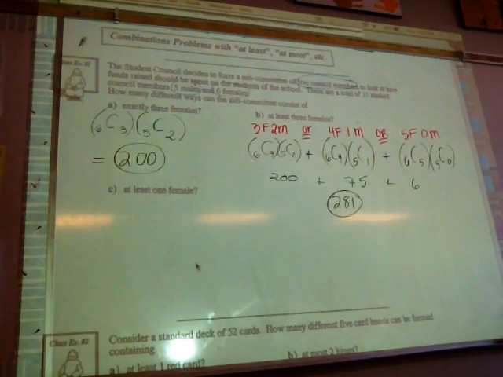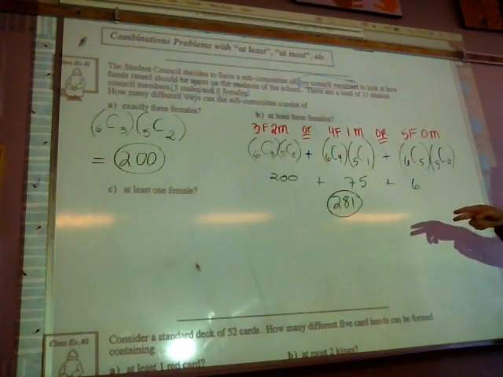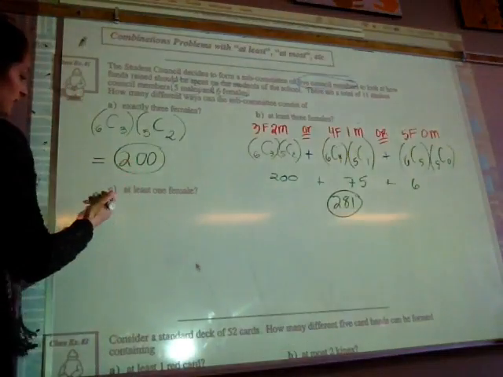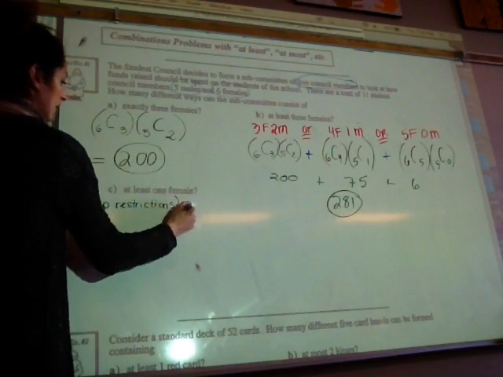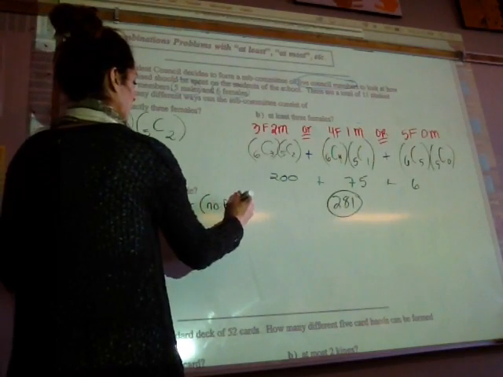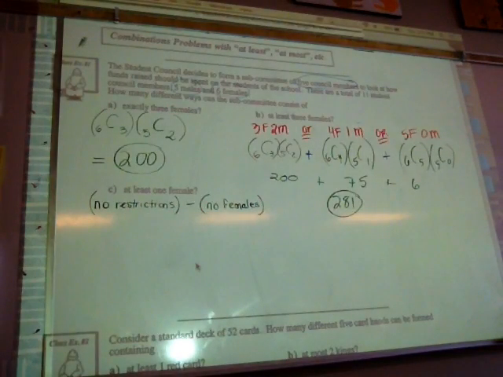Now, if we had at least 1 female, we could use the same process we just did here. We would have 1 female, 4 males, 2 females, 3 males, etc. Or we could short track this solution a little bit. Basically, we could calculate if there were no restrictions on females, minus the non-example, that would be no females. So if we take out that possibility of no females, that means all the other options will be at least 1 female.